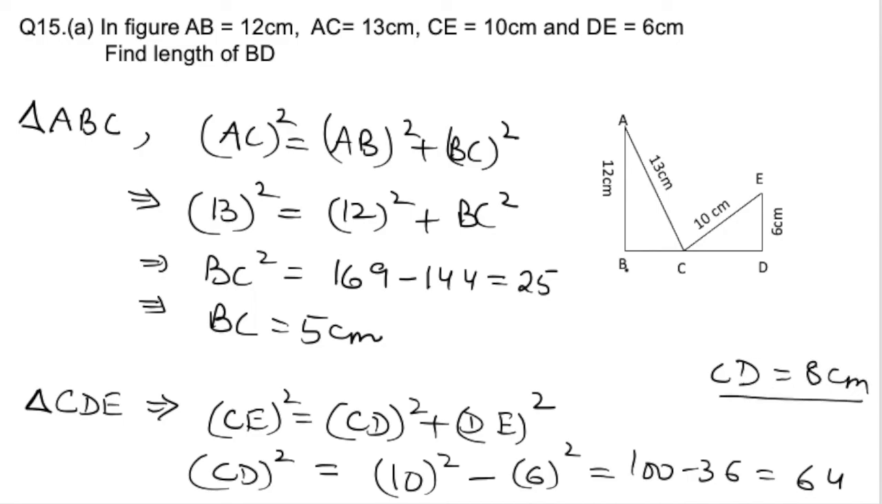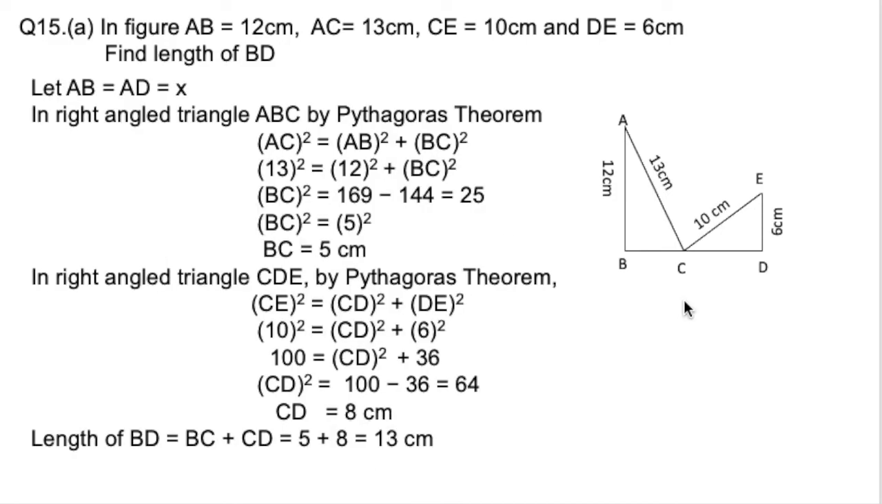Now since we know the value of BC, that is 5 centimeters, and the value of CD, that is 8 centimeters, the total length of BD will be equal to 5 plus 8, which gives us the answer as 13 centimeters. So I hope the steps are clear to you. Let's see the solution for this now. This gives a representation of how you should present your answer in the examination.